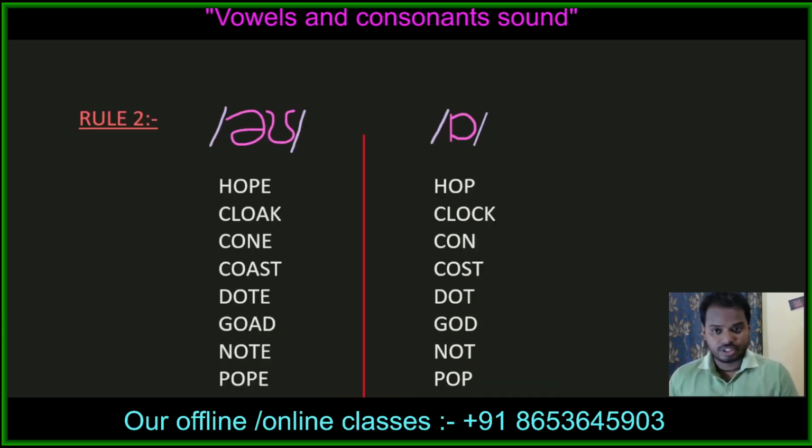Now we discuss this sound. The first one, you remember? Oh, oh, like hope, cloak, cone, coast, dot, god, note, pop, like that. But the second sound is oh, oh. Repeat with me. Oh, very short, like that. Oh, clock, con, dot, god, not, pop, like that. So first one, oh, second one, oh, like that.